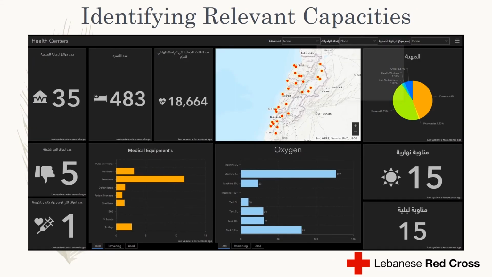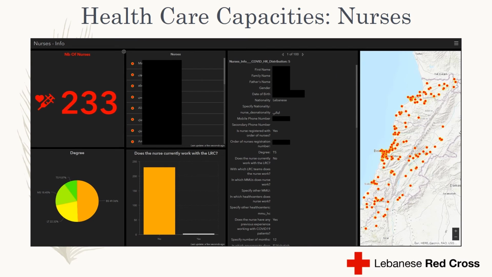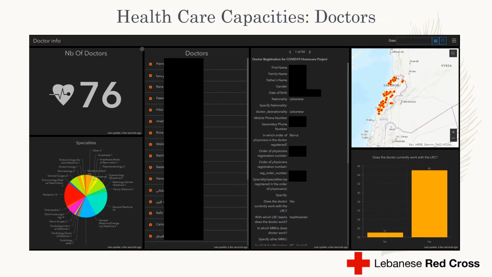For this intervention, we have identified relevant capacities working on the same intervention on a community level, as we also mapped all of the COVID-19 cases along with the health capacities related to this intervention. We have created an online survey for registration of nurses and doctors, where they were registered for the home care visits with their details in terms of specialties, locality, and availability.